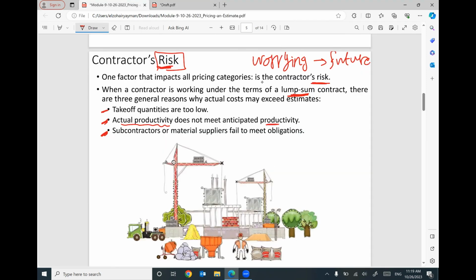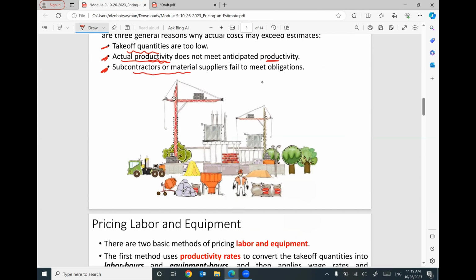All of these factors, something can happen in the future. So the contractor should consider a type of risk. Does that make sense? So when a contractor is working under the terms of lump sum, especially for this one, there are three general reasons why actual cost may exceed the estimate: quantity takeoff, productivity of the worker, equipment, whatever, and material subcontractor does not meet obligations.